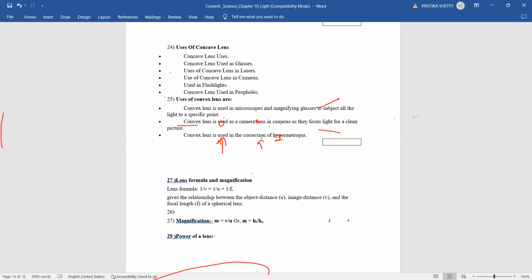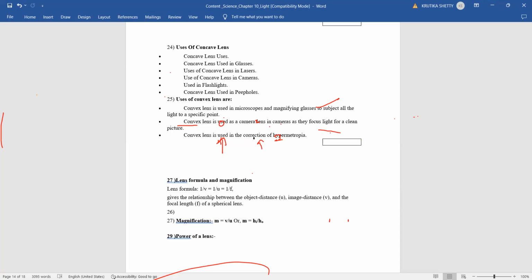Exercise 5. Try to solve the exercise. Some questions I will ask you, so just try to answer and we will discuss. The first question in your book is: light can travel in dash. The options are air only, vacuum only, none of the above, all the above.